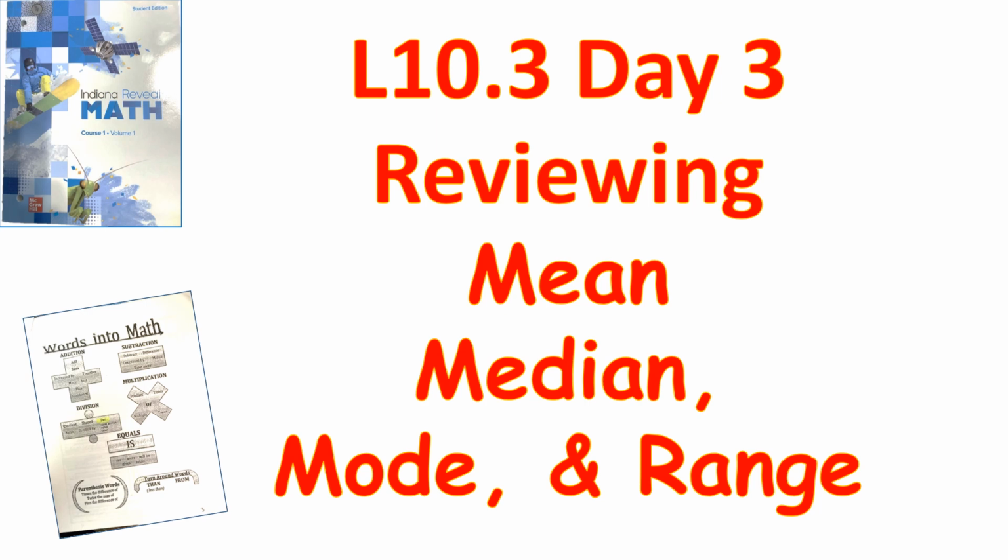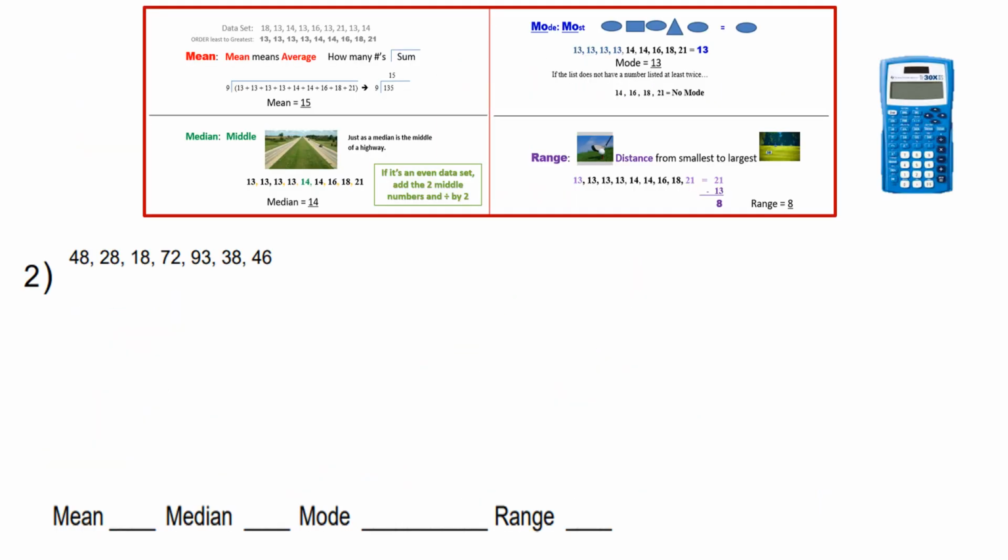All right, time for our last day of Chapter 10, Lesson 3. We'll be reviewing just the processes of mean, median, mode, and range. On the note paper I gave you, you will find 6 different questions. We're only going to do 3 of them: the evens, 2, 4, and 6. That'll provide me with 3 more in case you need some help going over these 4 items.